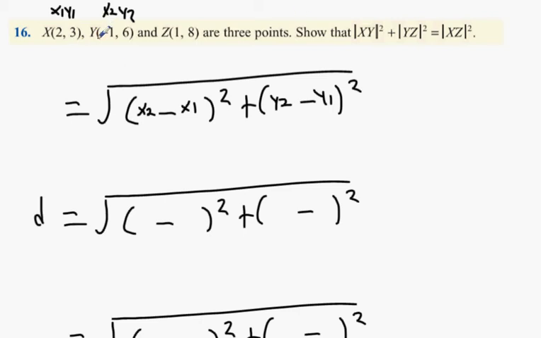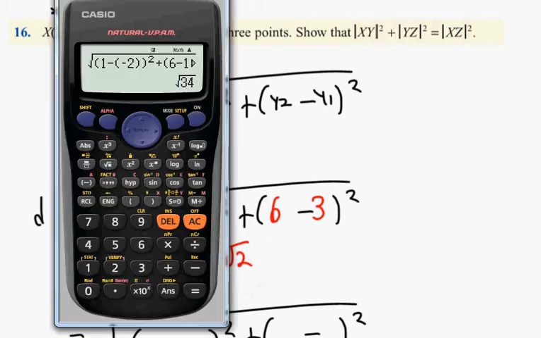First one is X2 minus X1, which is going to be minus 1, take away 2, and then over here 6 minus 3. What's that equal in the calculator? 3 root 2. Who else got 3 root 2? Okay, for those that didn't get 3 root 2.